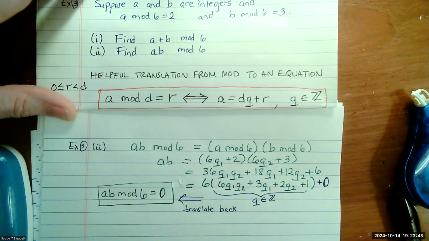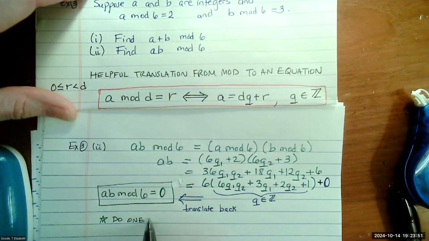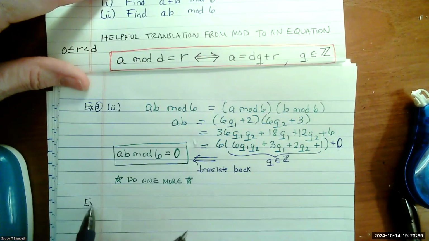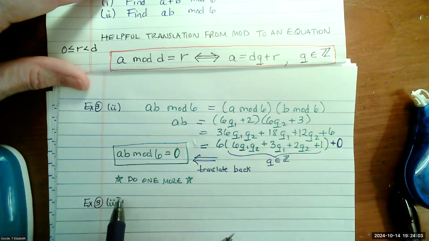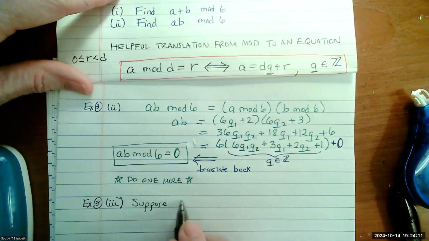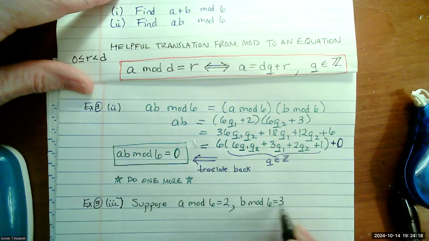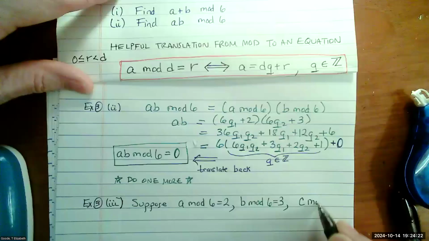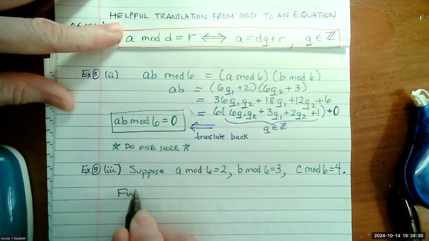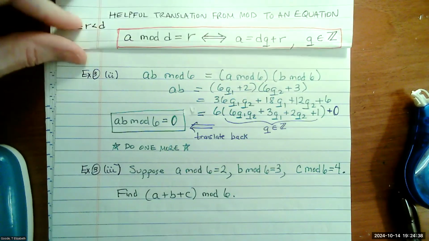Now, I want to show you one more. Let's do one more. We're going to use the same A and B, but I'm going to add in a C. Okay, so this is going to be example 3, part 3. Let's just suppose that we have what we had. A mod 6 is 2. B mod 6 is 3. But now let's say that we have C mod 6 is 4. Okay? Let's find the quantity A plus B plus C mod 6.